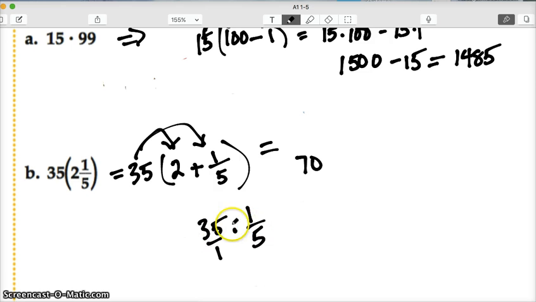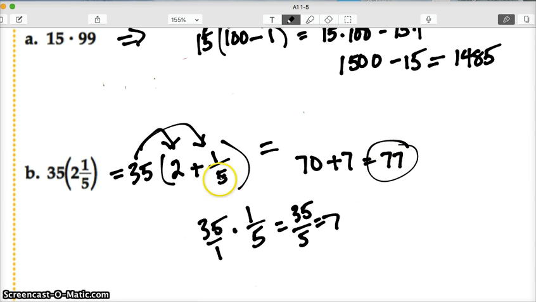And when we multiply fractions, we just go straight across from left to right. So 35 times 1 is 35. 1 times 5 is 5. When I divide 5 into 35, I'm going to get 7. So the next piece of this would be 35 times 2 is 70, but 35 times 1/5 is 7. So I'm going to add 7 to the mix to get 77 as my final answer.